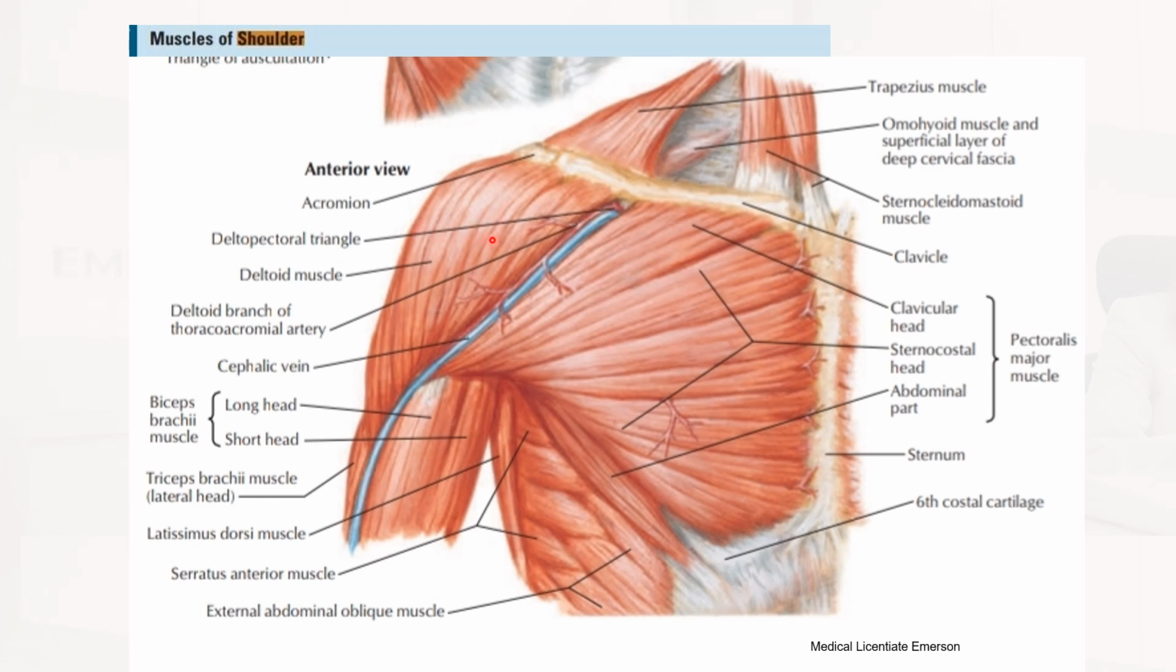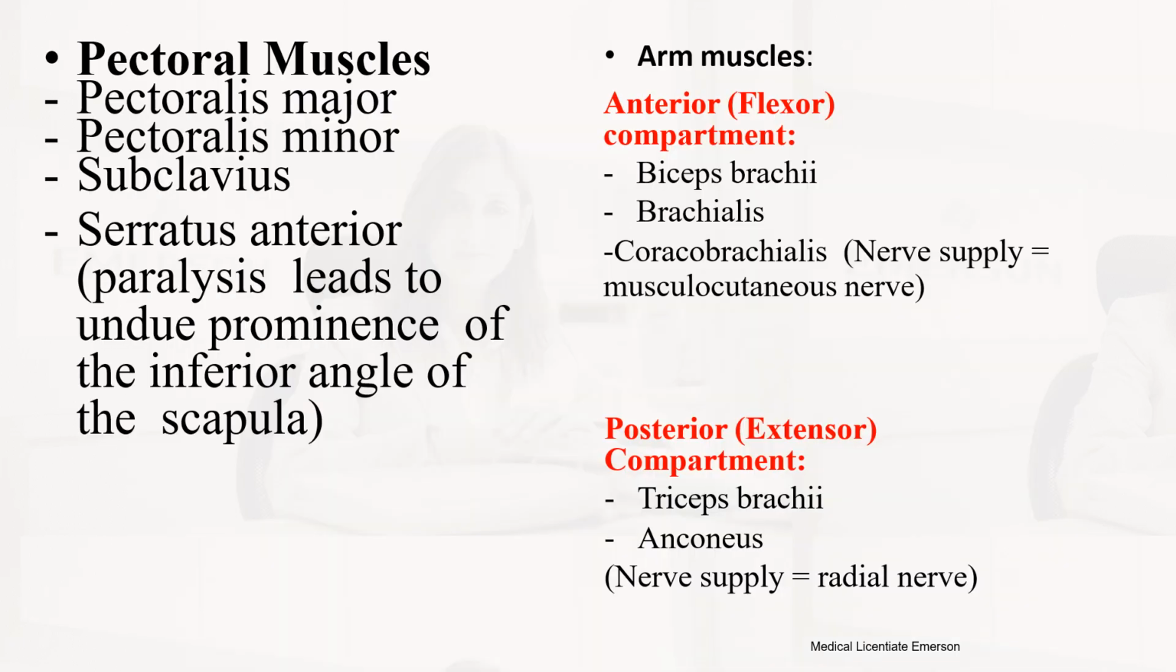We have the deltoid muscle, the deltopectoral triangle is this part. Then this is the cephalic vein. This is how it passes. These are most of the muscles that we discussed in the shoulder. So I think we can move on.